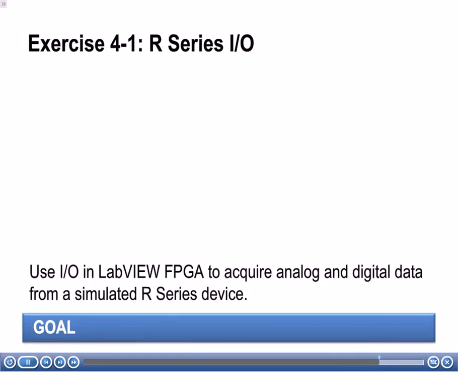At this point, it would be good to do exercise 4.1. In exercise 4.1, we're going to take a look at RSeries IO. What you'll do is create a project, have an RSeries FPGA target there, and add IO to it. Then you're going to create a VI that uses that IO, and then you're going to simulate the execution by executing the VI on a development computer. When you run it, you're going to get simulated values of that I/O. So you're going to see simulated digital data and also simulated analog data.